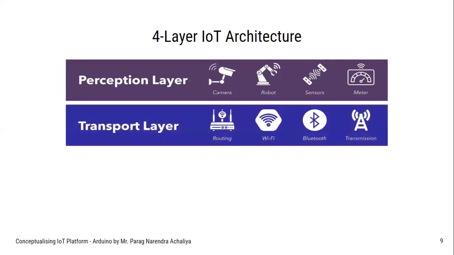Whereas the second layer is the transport layer. Whatever data is generated in the perception layer is transmitted over the network from the perception layer to the server or cloud with the help of this transport layer, where data is transmitted from one location to another with the help of a network. That network is established with the help of different routing devices, Wi-Fi, Bluetooth, or various types of transmission media. This is the second layer of your IoT architecture, that is the transport layer.